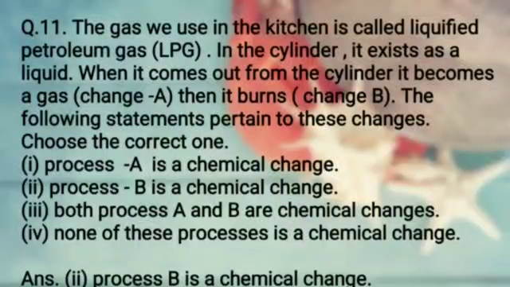First, the gas we use in the kitchen is LPG gas. When it was in the cylinder, it existed in liquid form. So when you turn on the knob of the gas stove, it comes out. When it comes out from the cylinder, it becomes a gas. It means first it was liquid, and after turning the knob on, it turns into gas.